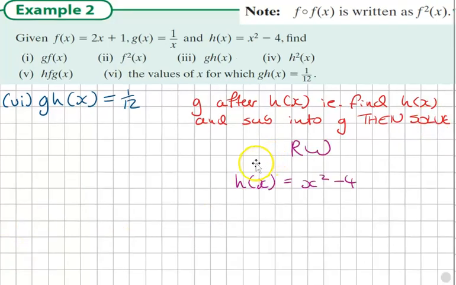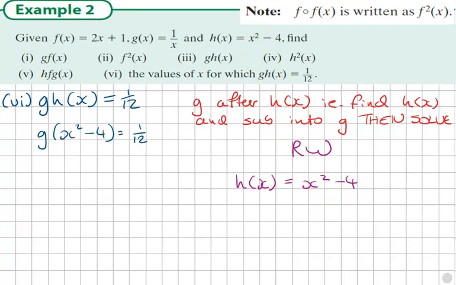So our rough work is h of x equals x squared minus 4. We just took that from the question. So we're going to work out g of x squared minus 4. So we're going to substitute x squared minus 4 into the function g. The function g is 1 over x. So we're going to replace that x with x squared minus 4, and we're going to let that equal 1 over 12.